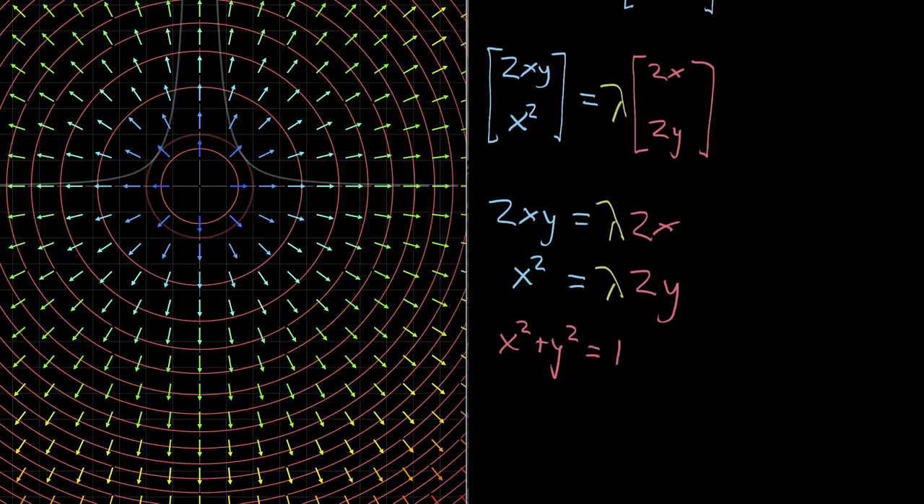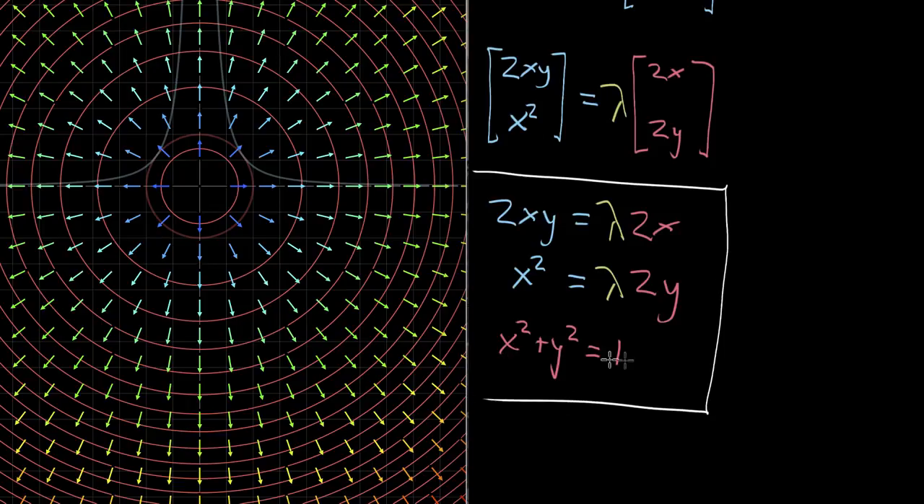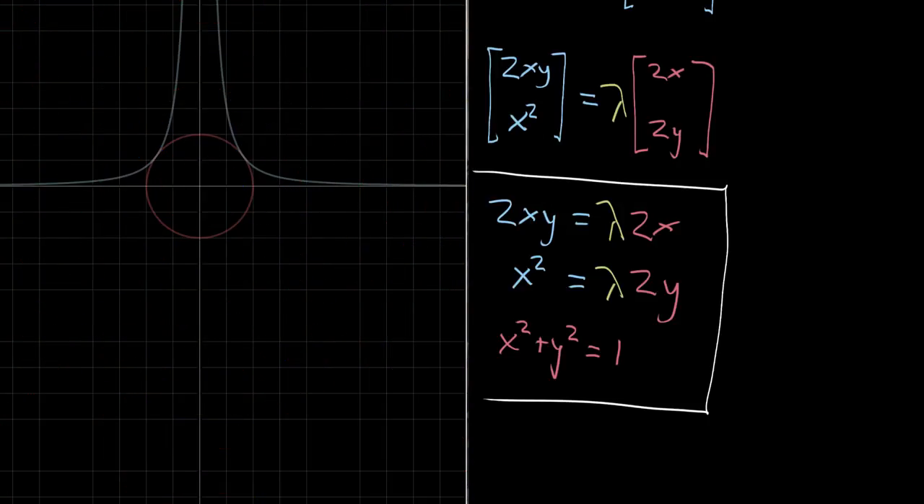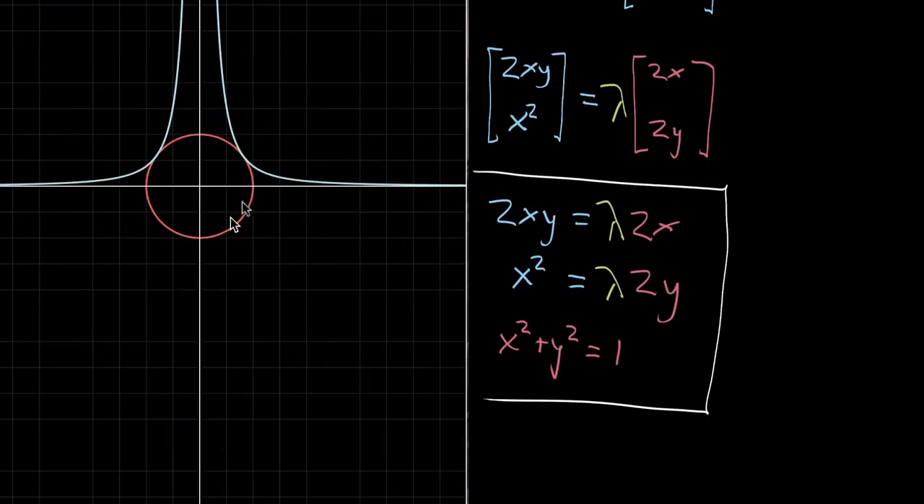So these are the three equations that characterize our constrained optimization problem. The bottom one just tells you that we have to be on this unit circle here. So let me just highlight it. We have to be on this unit circle. And then these top two tell us what's necessary in order for the contour of f and the contour of g to be perfectly tangent with each other.